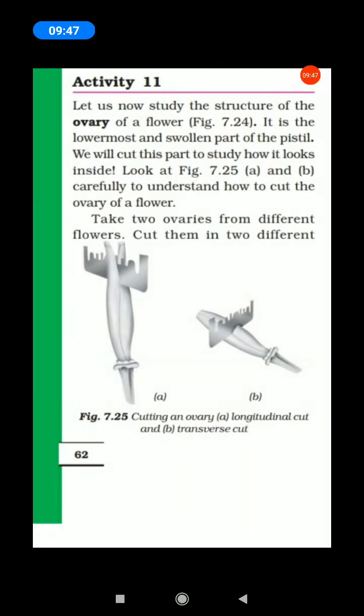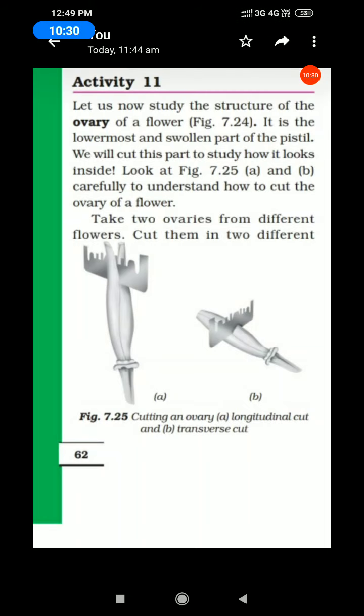Next, we will discuss activity 11. Let us now study the structure of the ovary. It is the lowermost and swollen part of the pistil. We will cut this part to study what is inside. All of you see the picture 7.25, page number 62. Cutting an ovary with a blade. Picture A, longitudinal cut. Picture B, transverse cut.